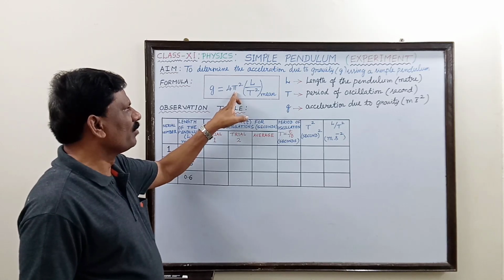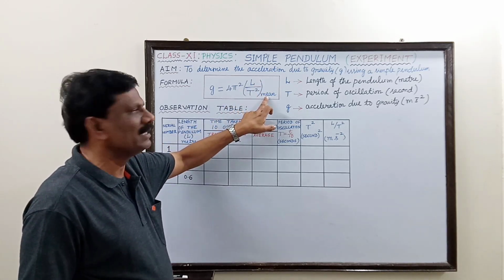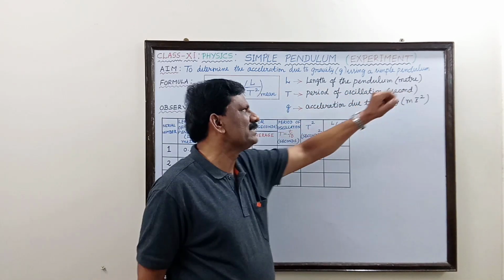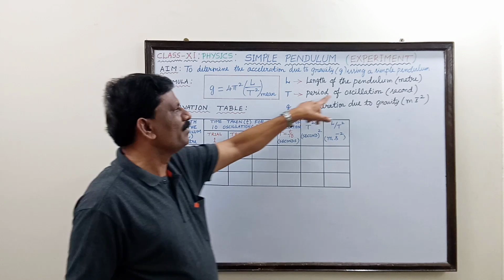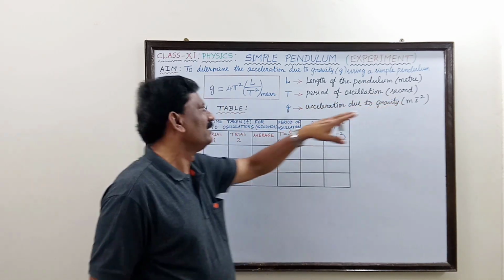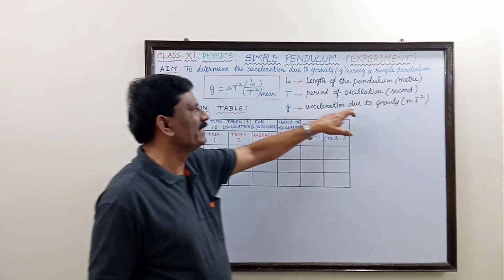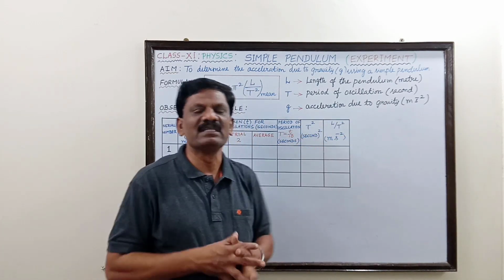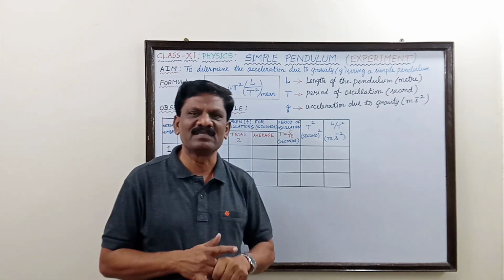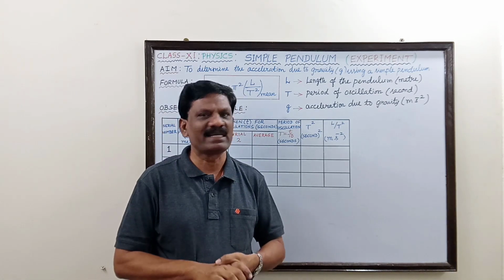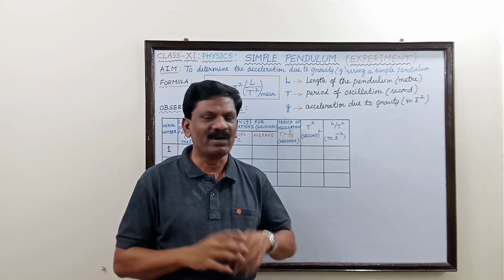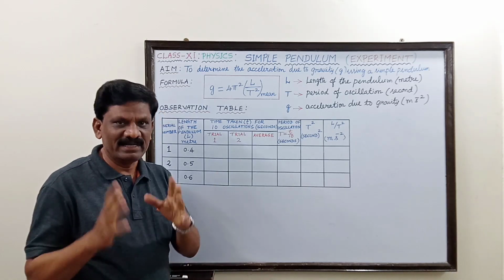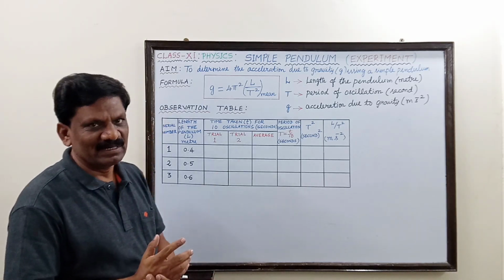g equal to 4 pi square into L by T square, where L represents the length of the pendulum in meter, capital T represents the period of oscillation in seconds, and small g represents acceleration due to gravity, that is in meter per second square. We have learned in the theory class that small g is approximately 9.8 meters per second square at a latitude of 45 degree at sea level. Now we want to derive that value using a simple pendulum.